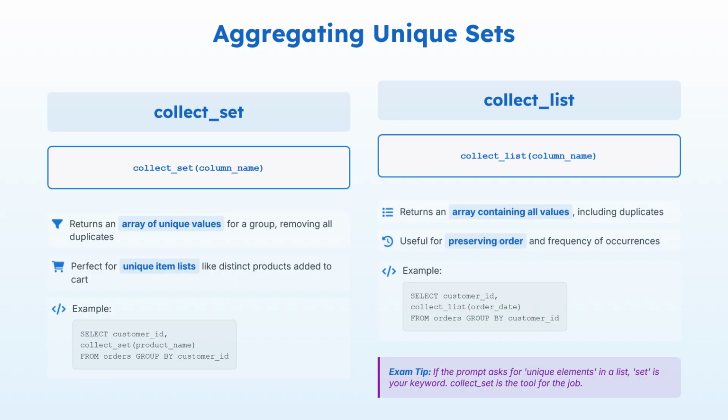There are two main functions for aggregating lists: collect_set and collect_list. Collect_set gives you unique values, removing duplicates. Collect_list includes all values, preserving order and frequency. If the exam asks for unique elements, collect_set is your answer.